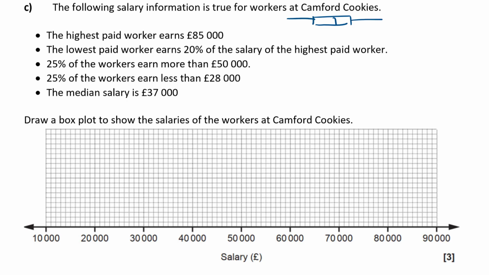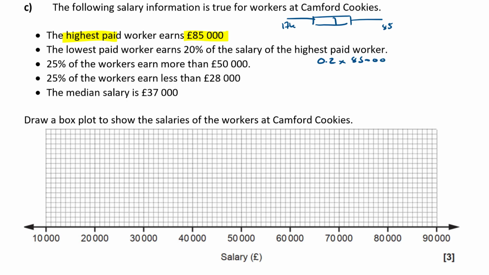So we know the highest, it's here. So that's the first value, 85,000. So that's going to be what we're going to have up this end, 85. Now the lowest paid worker earns 20% of the salary of the highest paid worker. So that's going to be 0.2 lots of 85,000. So 10% would be 8,500. Double that is 17,000, isn't it?